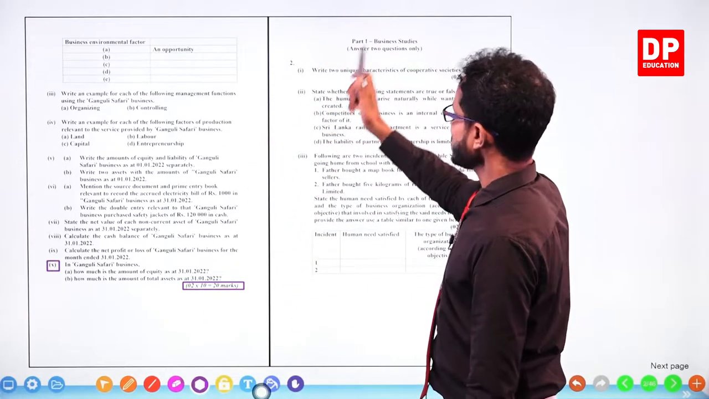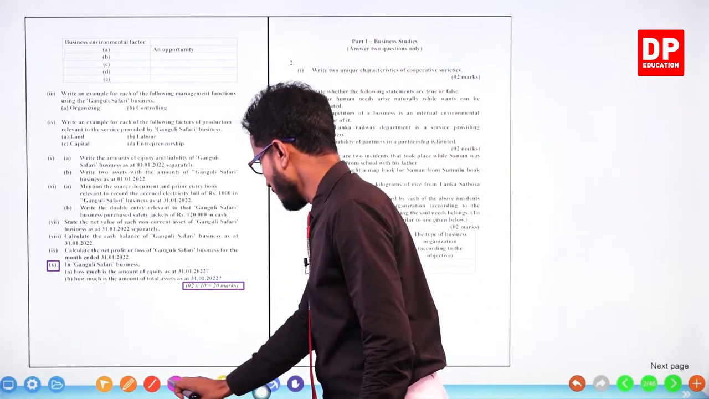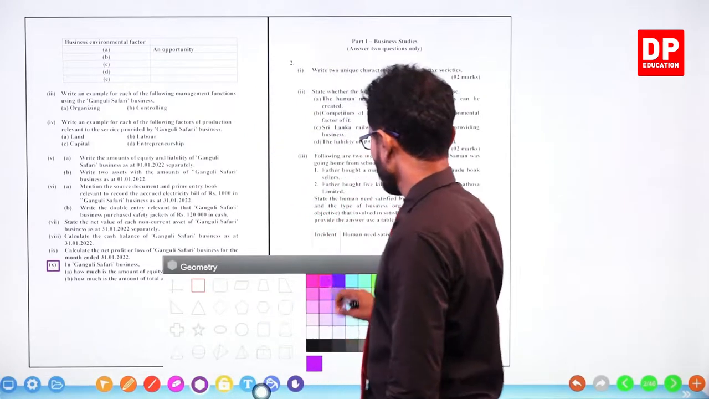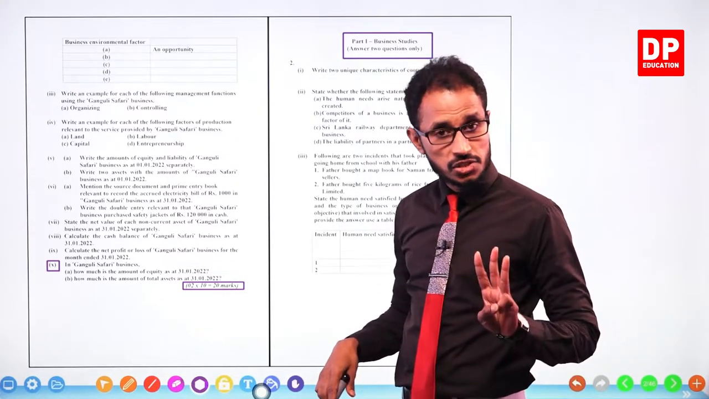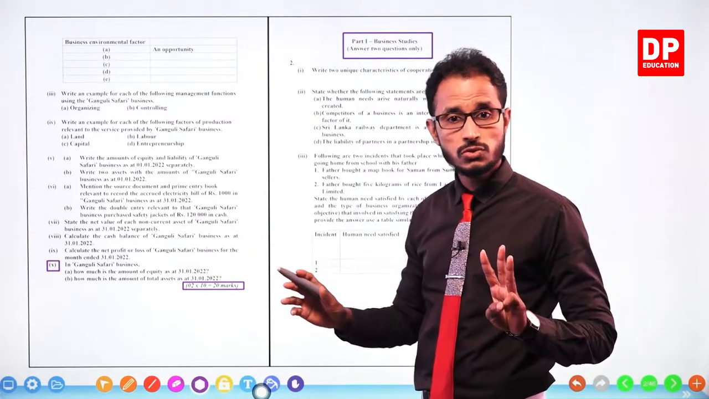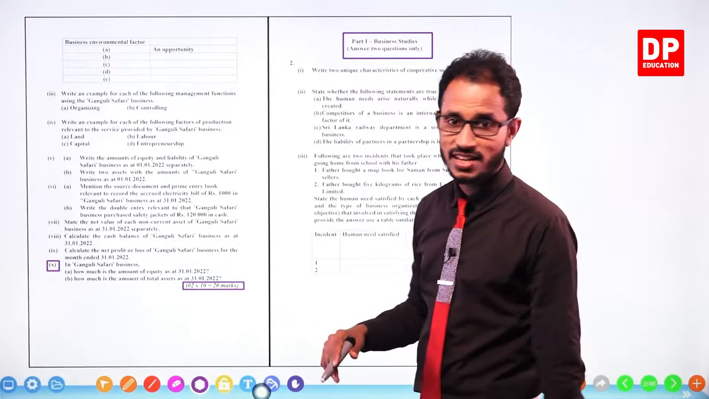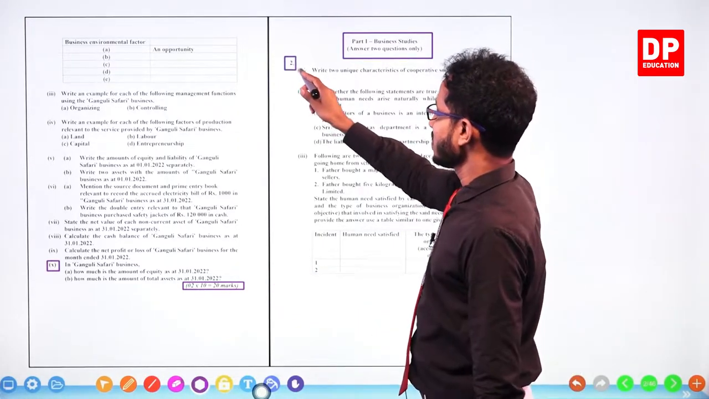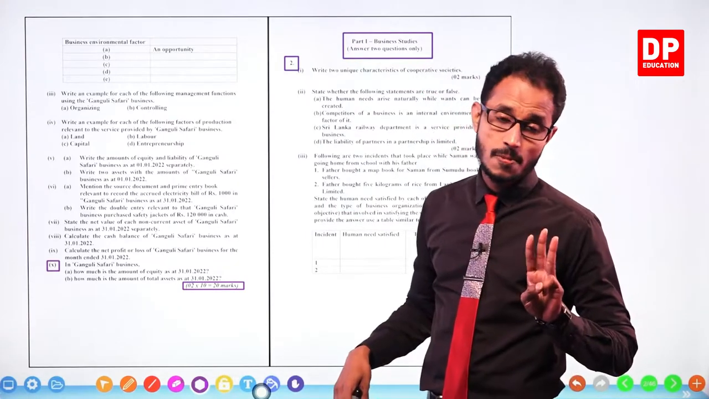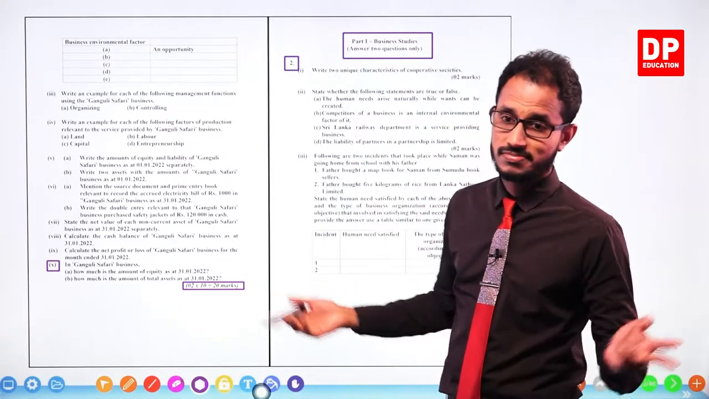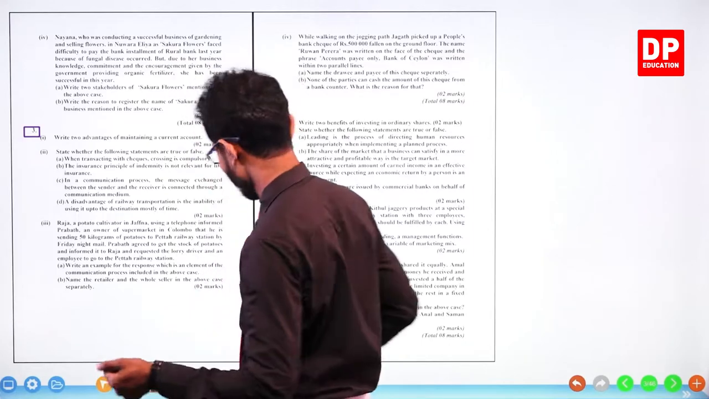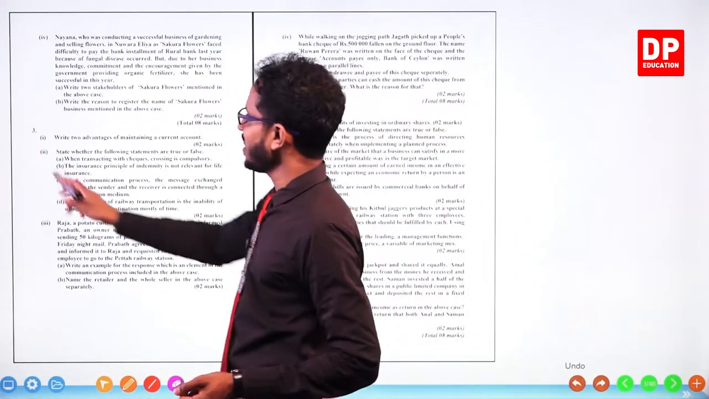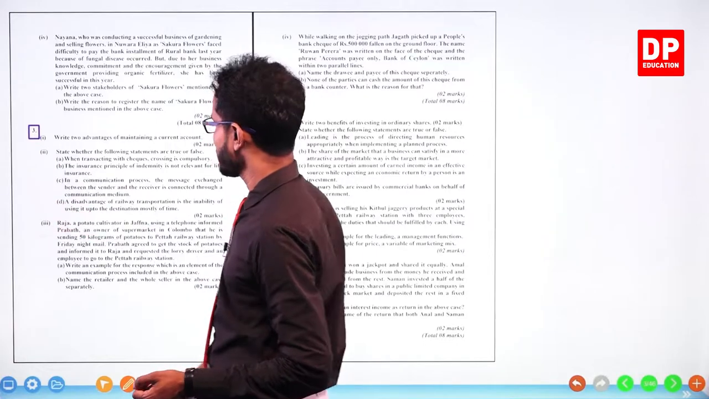Next, you have the business studies section of the paper. Business studies section, in other words, part 1, business studies. You get 3 questions, you have to answer only 2. How simple is that? You get 3 questions, answer only 2. Beautiful, isn't it? You have a selection. You already know these things.